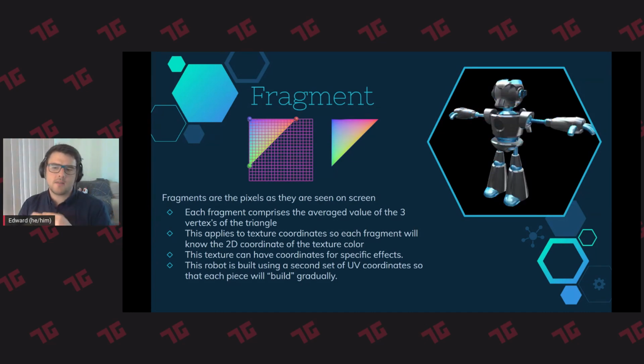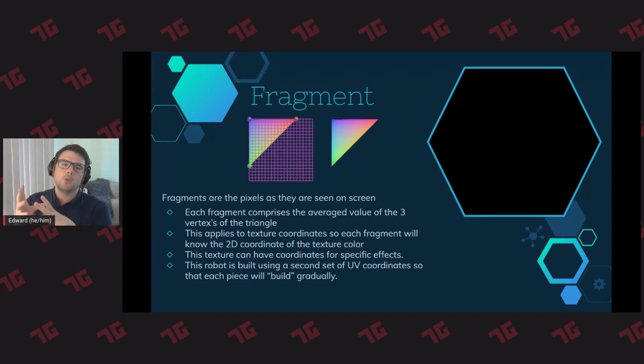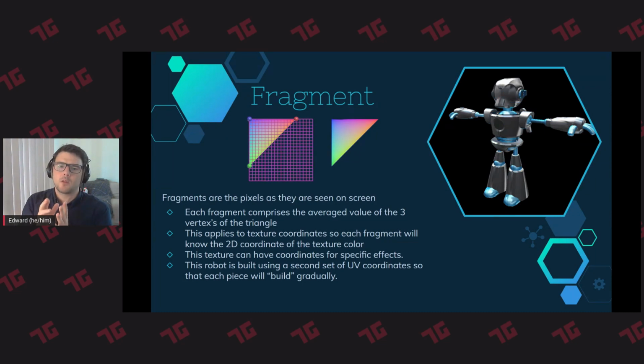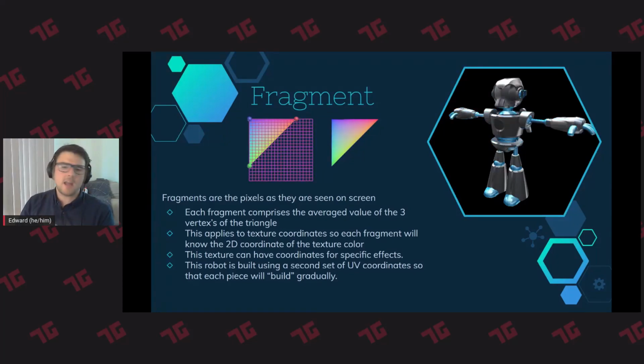And one of the things is that almost all 3D programs will let you keep multiple pieces of fragment data or vertex data for your fragments in your 3D modeling program. So you can have multiple UV coordinates that you can export with your model.